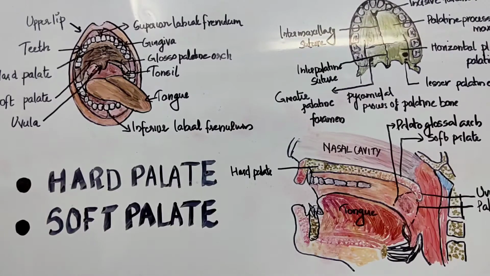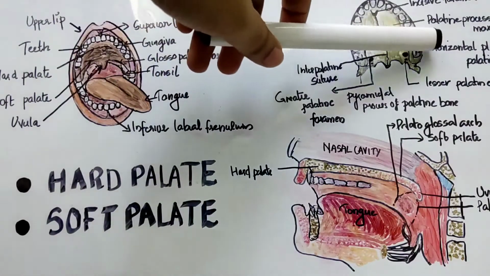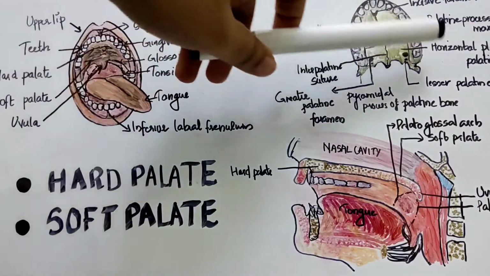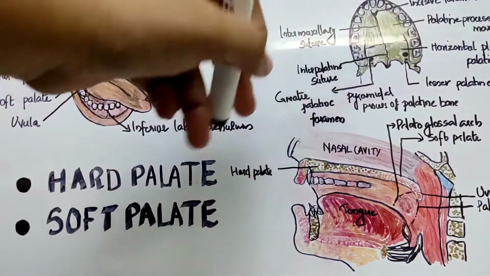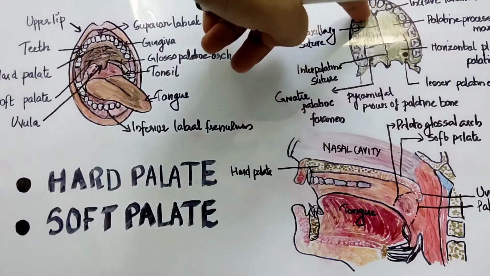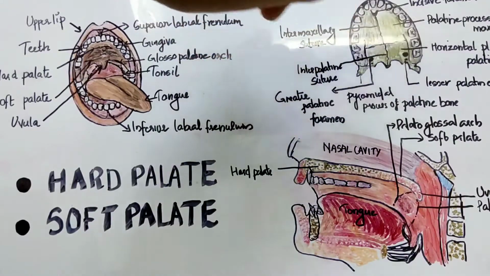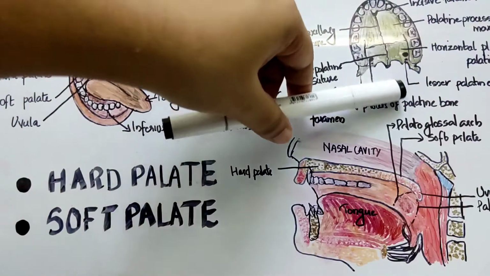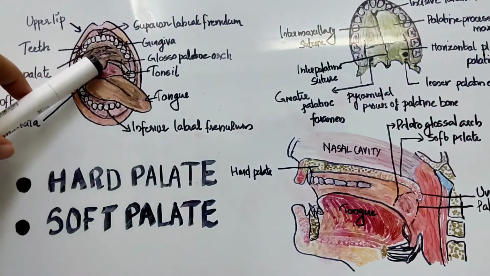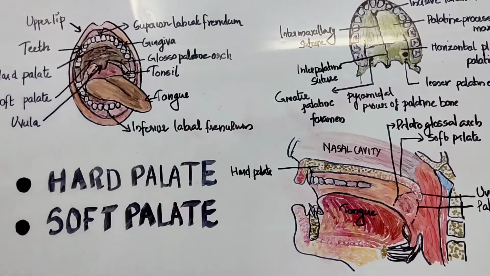Now we will discuss the margins of the hard palate. The anterolateral margin continues with the alveolar arch and also the gums. This is the alveolar arch. The posterior margin is continuous with the soft palate. That is, in the back of the hard palate is the soft palate.